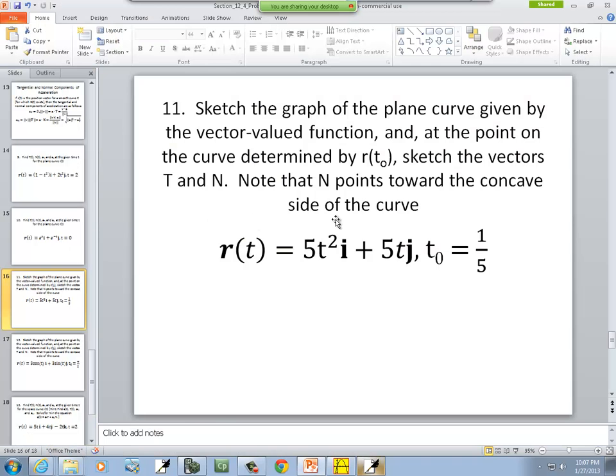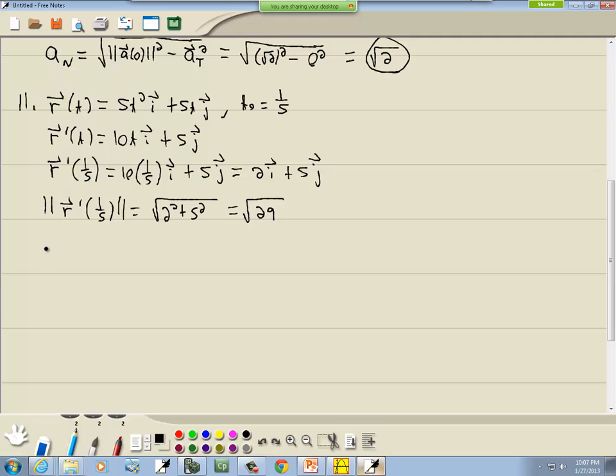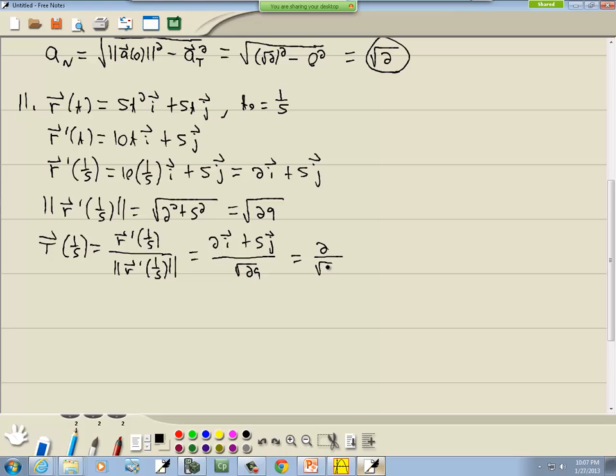So, what are they asking for anyway? Sketch the graphs. I'm just going to find them. Well, I'll sketch one of them. So T at 1/5 is going to equal r prime at 1/5 divided by the magnitude of r prime at 1/5. So we're going to have 2i plus 5j divided by the square root of 29, which gives us 2 over square root of 29 i plus 5 over square root of 29 j.